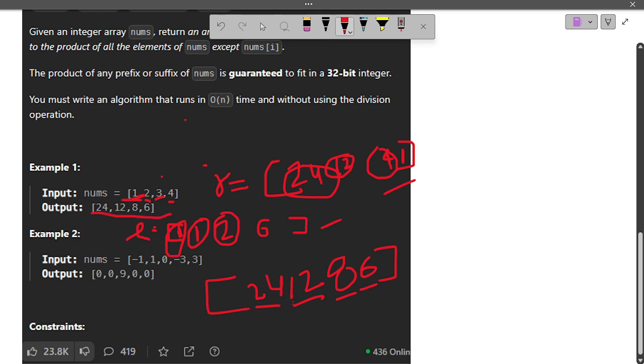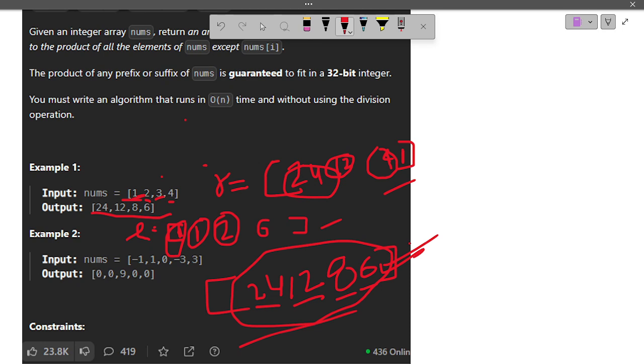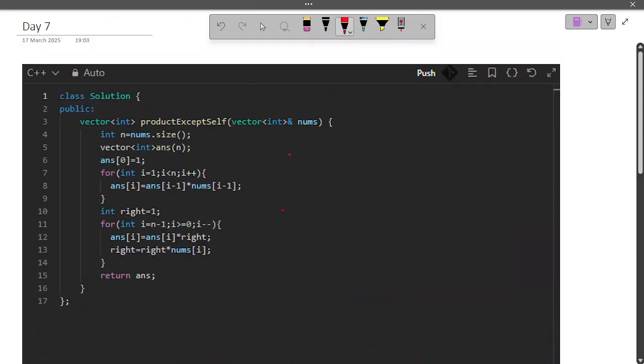Look at the output and this output. It is exactly the same. So the basic concept is that you have to find all the left of the current element and also the right of the current element and multiply the both. For this, I will show you the code of what we will do.